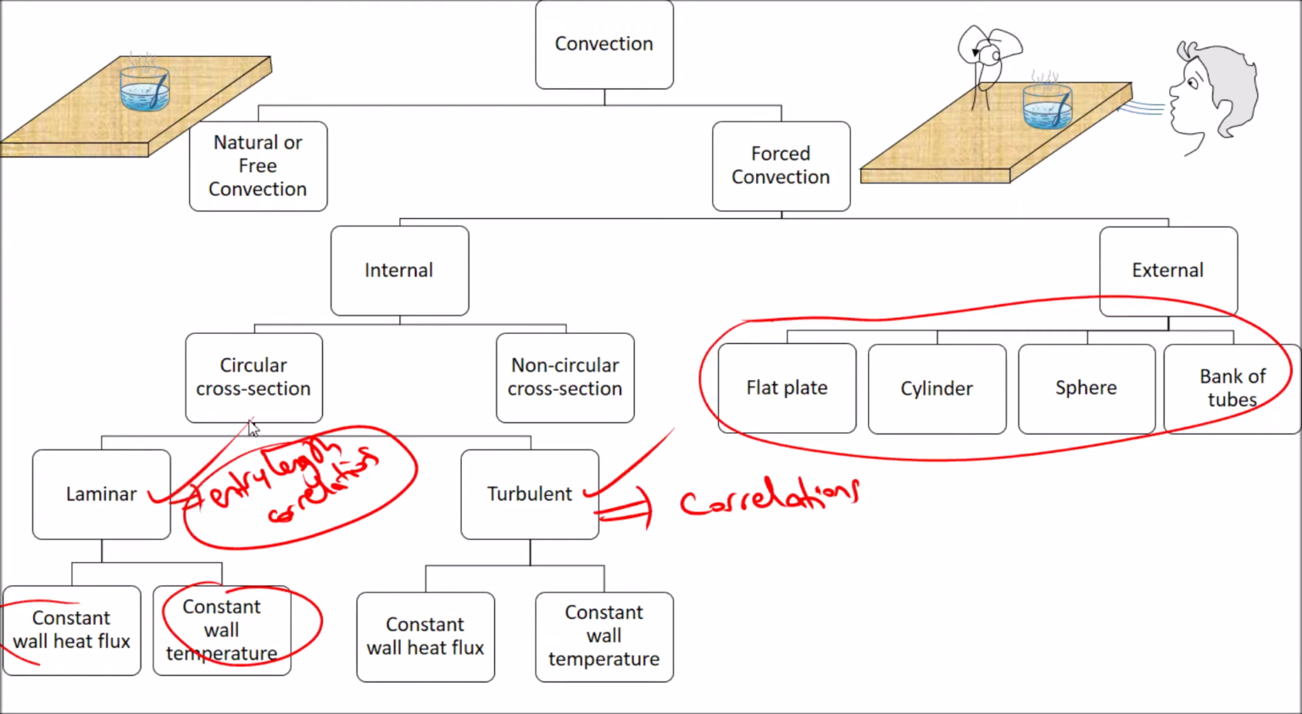Since laminar flows are simple to solve, most of the time we have a formula for laminar flow, but for the turbulent case it is very difficult to solve the flow, and therefore we are most of the time using correlations.